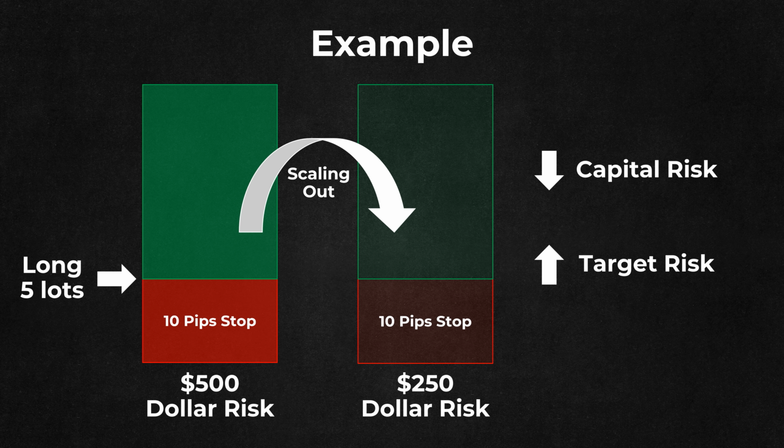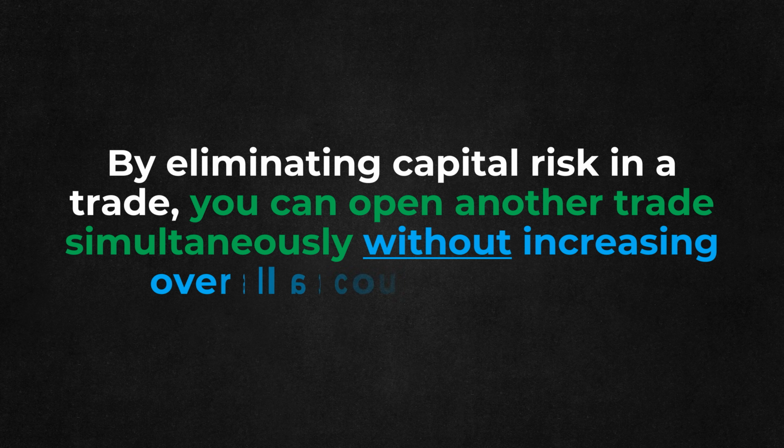The point of these examples is to show you how risk is conserved. You cannot decrease one type of risk without increasing another. The reason you want to engage in risk transformation, despite the fact that risk is conserved, is because by eliminating capital risk in a trade, you can open another trade simultaneously without increasing overall account exposure.